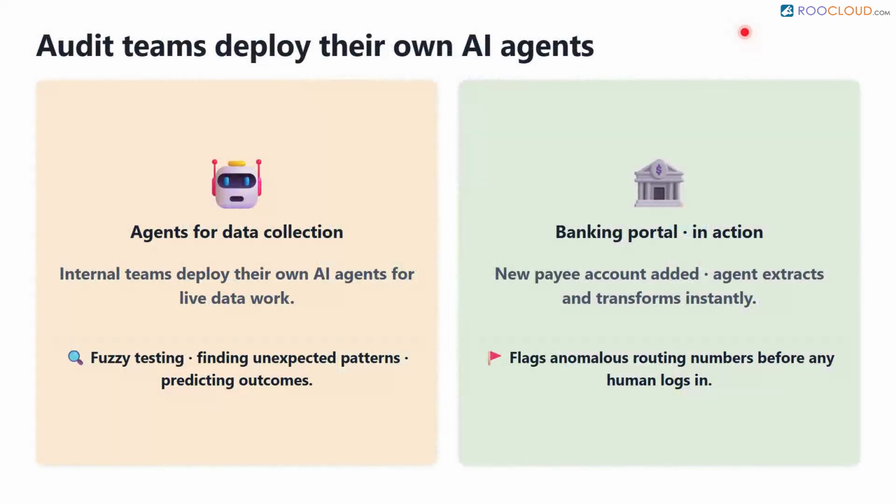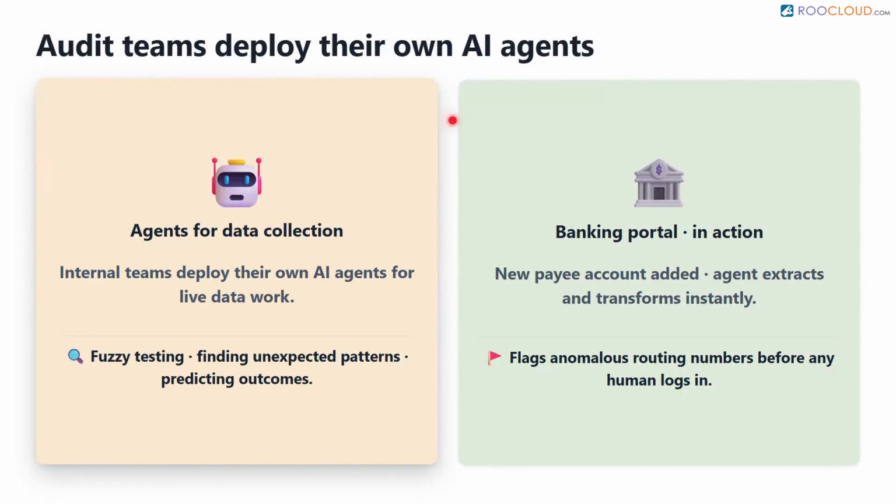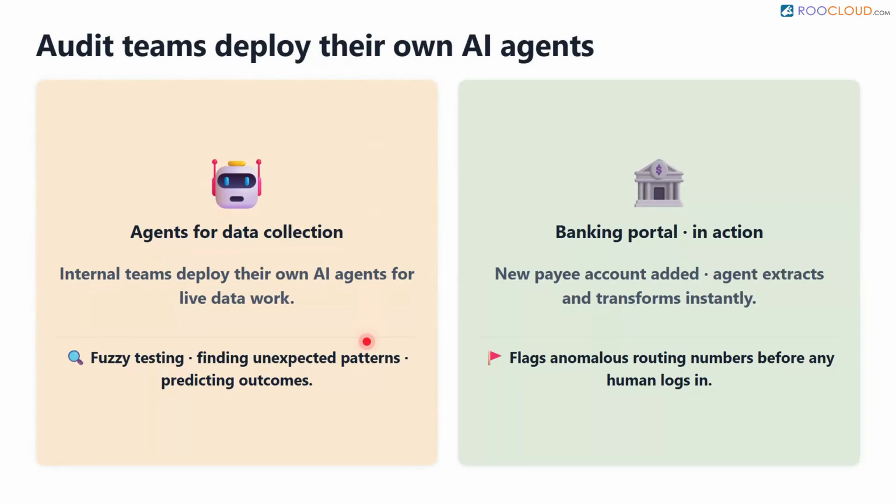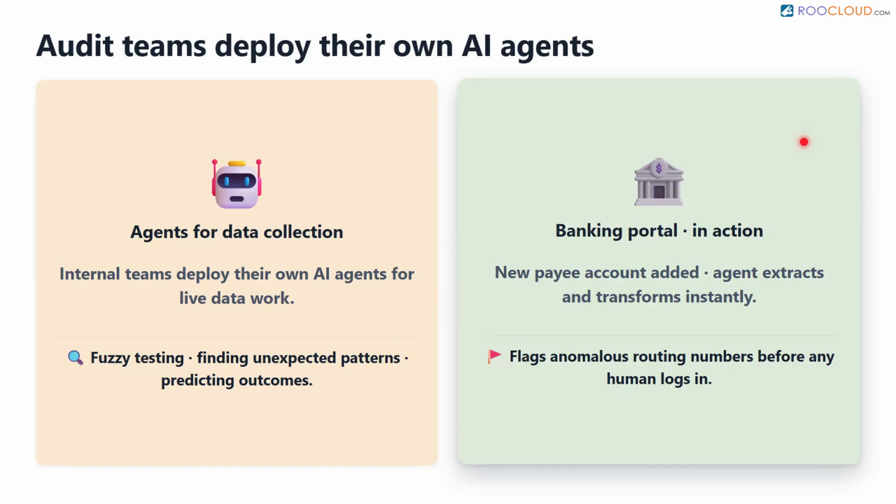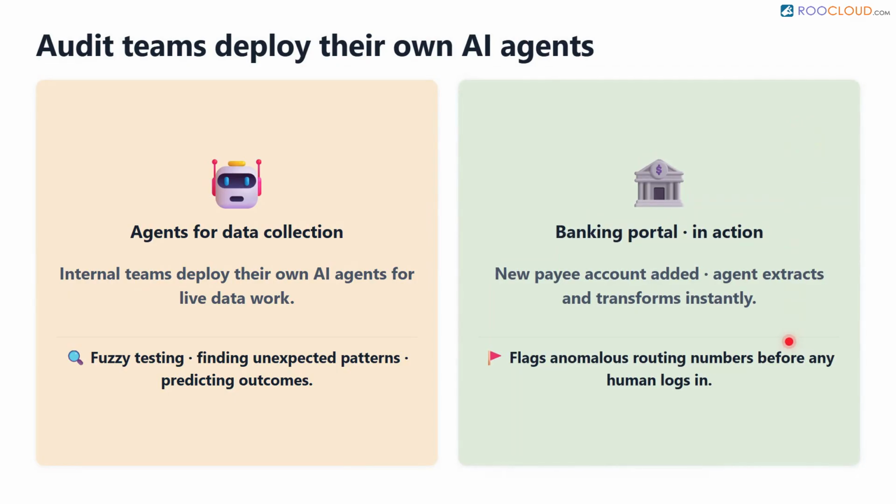Furthermore, audit teams are beginning to deploy their own artificial intelligence agents for data collection and fuzzy testing, which involves looking for unexpected patterns or predicting outcomes. Imagine an intelligent agent programmed to monitor a corporate banking portal. The moment a new payee account is added, the agent automatically extracts the banking details, transforms the formatting, and runs logic tests to flag anomalous routing numbers before a human auditor ever logs in.